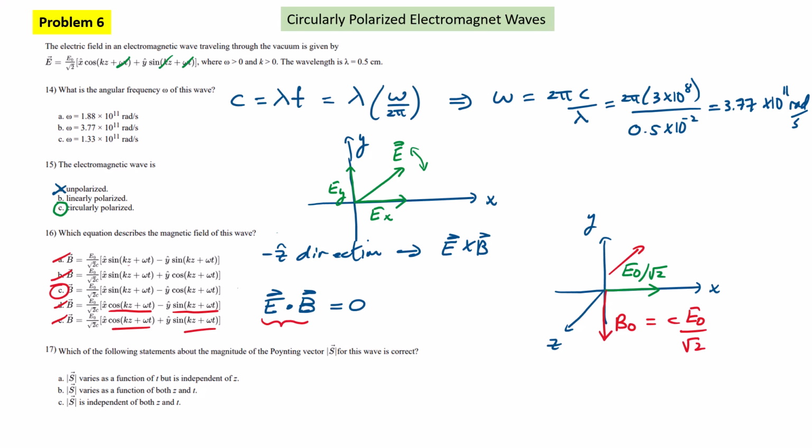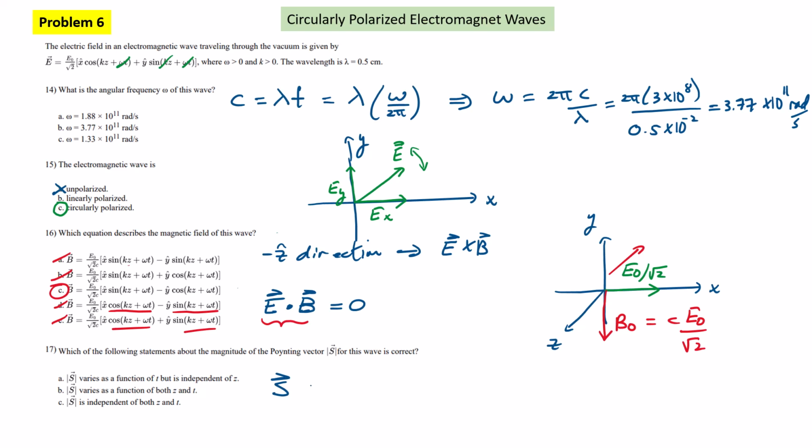All right, and the last question for this problem set looks like this. Which of the following statements about the magnitude of the pointing vector for this wave is correct? They say it varies as a function of t, but is independent of z. S varies as a function of both z and t, or is independent of z and t. Well, what I would suggest for this is we're simply going to evaluate it.